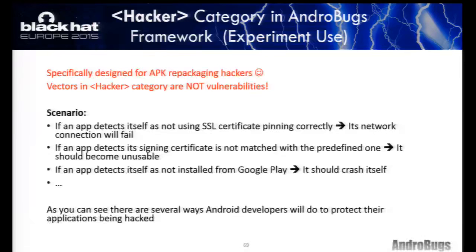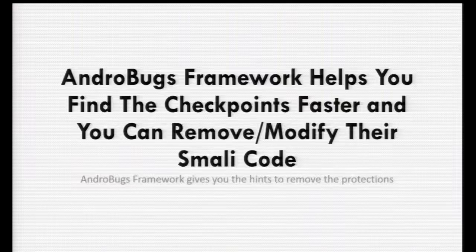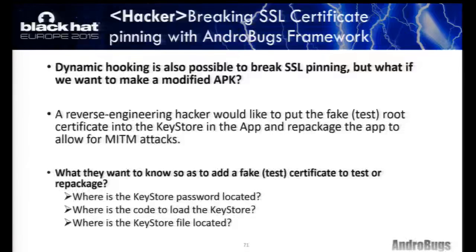For example, the check will fail if an app detects itself as not using the SSL certificate pin correctly, or if it detects its signed certificate does not match the predefined one, so it becomes unable to log in. So Androbugs will help you find the checkpoints faster, and you can remove or modify their checking code. That is, it gives you the hints.